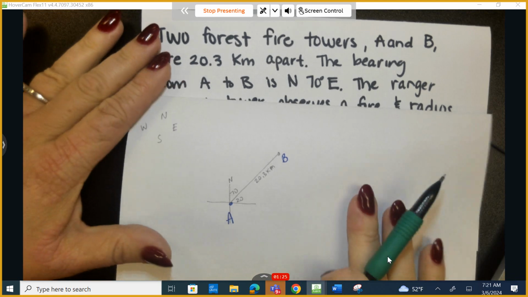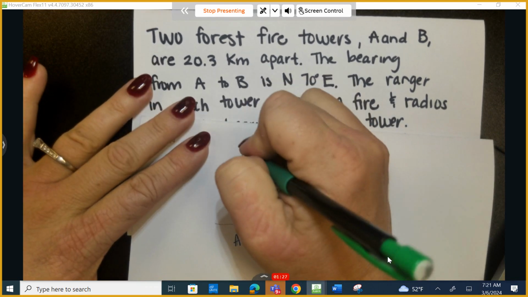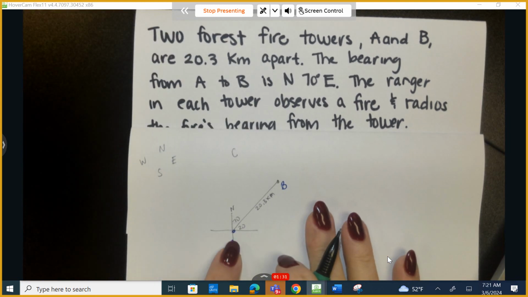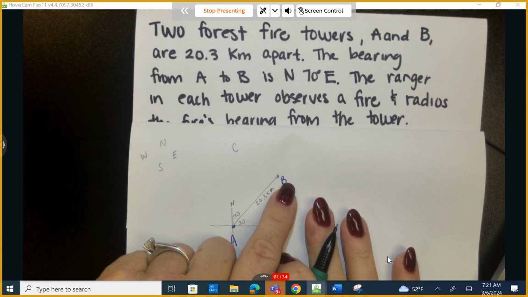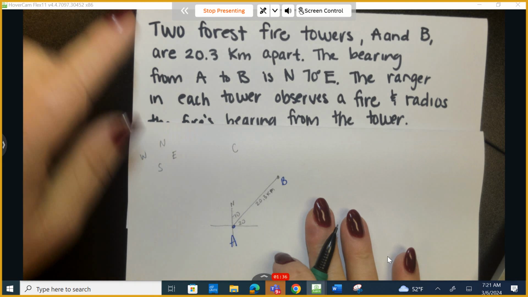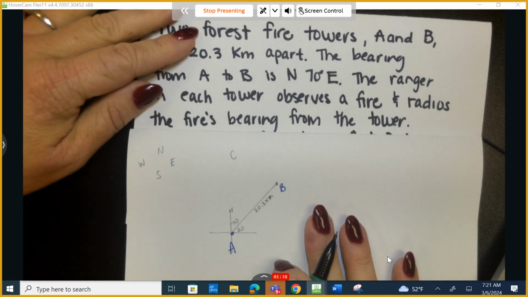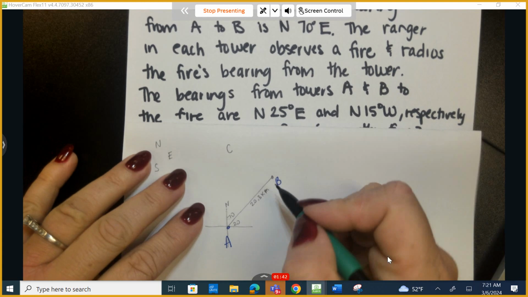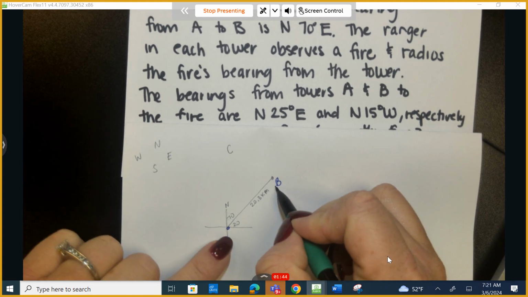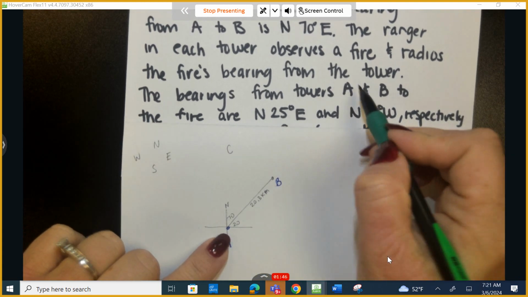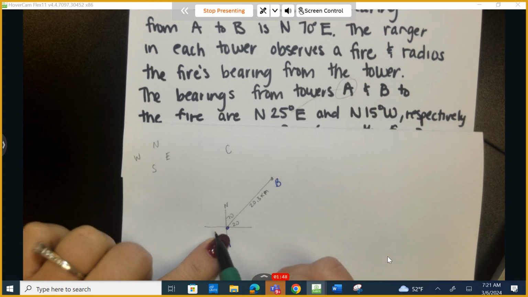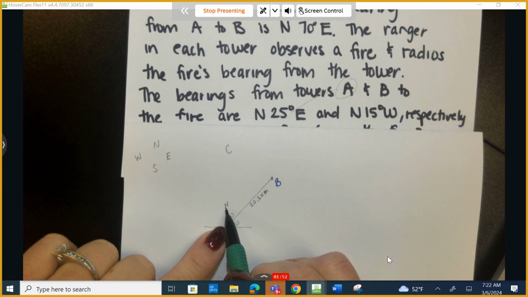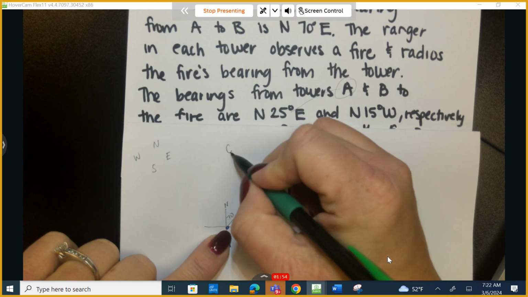And we know that we have a fire. Somewhere up here is a fire. I'm going to call that point C. That's where the fire is. Both rangers in Tower A and Tower B are going to spot the fire, which is going to be at point C. And we're going to use the following bearings in order to show the location of the fire from their specific towers. So let's go to Tower A. Tower A says from this point, we're going to go north, and then we're going to swing to the east 25 to get up there.